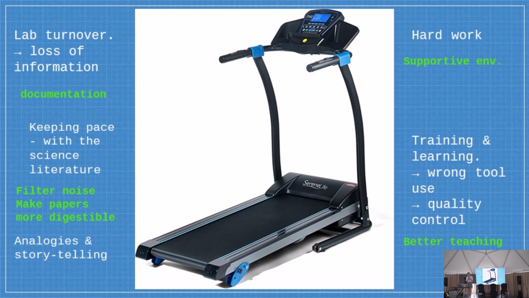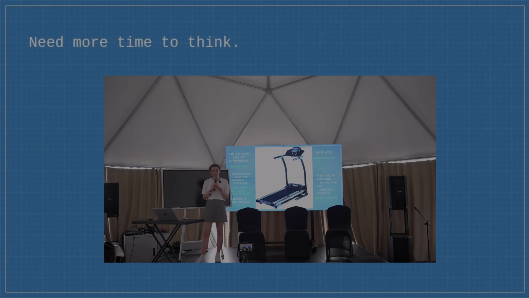Keeping pace with the science literature, I think there are ways, especially with AI, of being able to summarize papers, but also just being able to make papers more digestible, and that could partly also be alleviated by just having fewer papers in general and only publishing when you have really big insights. The hard work, I guess, you can alleviate by just having a more supportive environment. And then in regards to choosing the right tool, I think it's really just about education and better teaching and training.